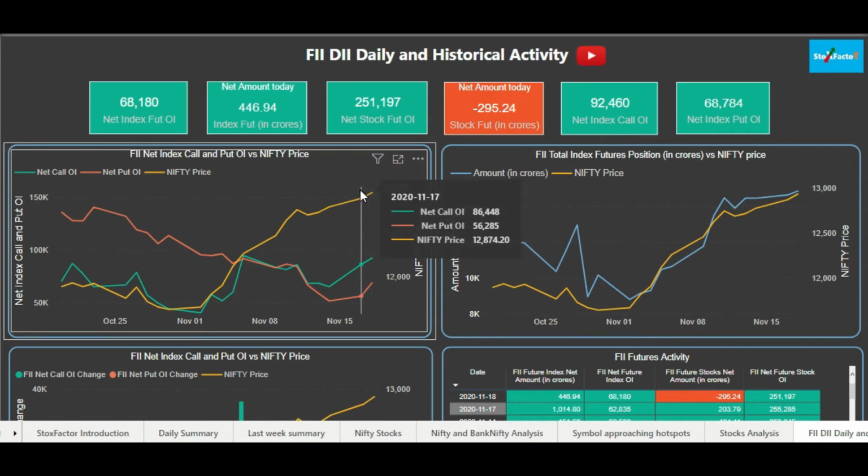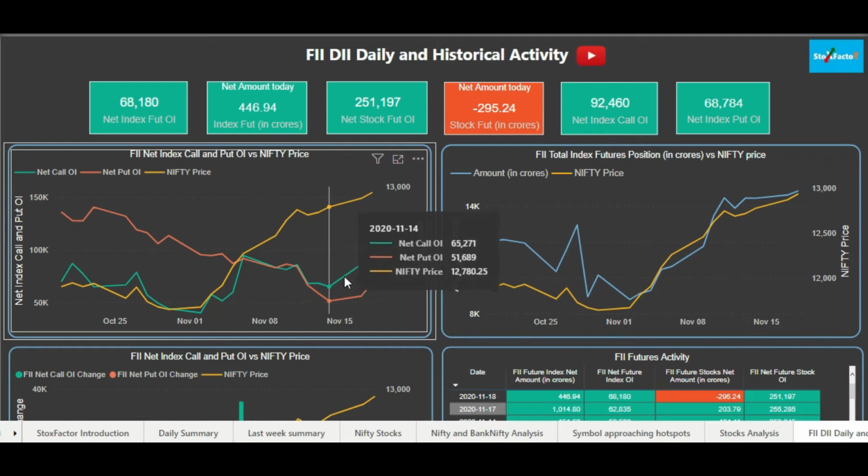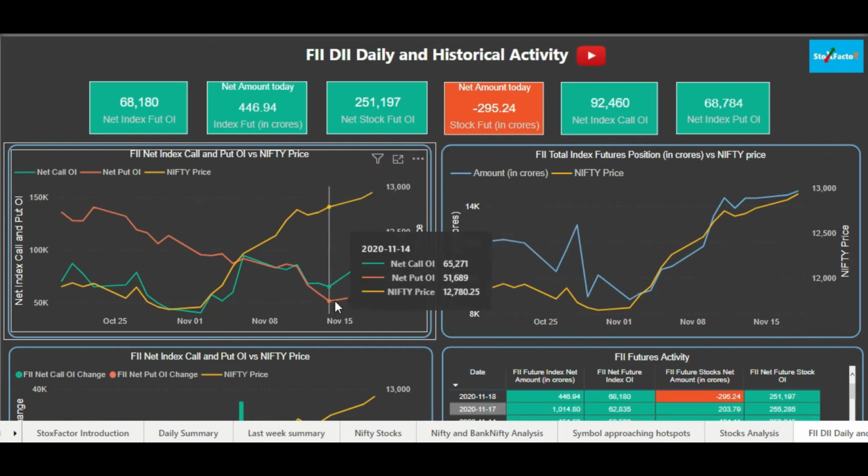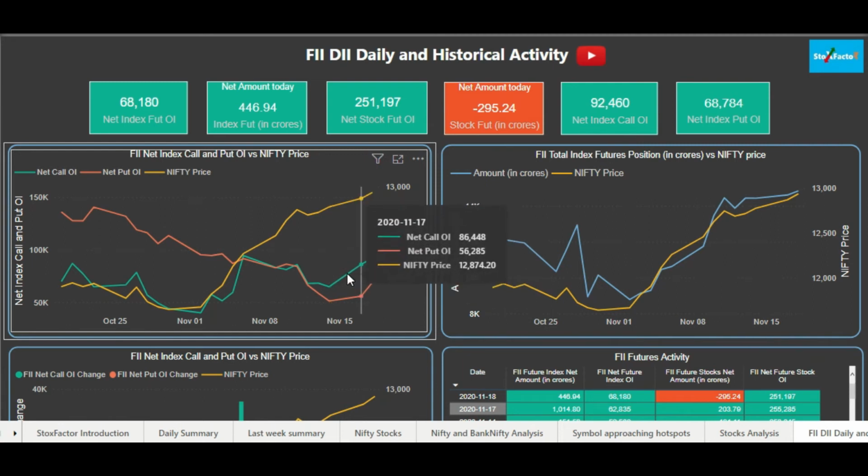So it means it is a bullish trend and FIIs are expecting the market to go up. As you can see, the call OIs are increasing more aggressively as compared to the put OIs. So it means call OIs are more.